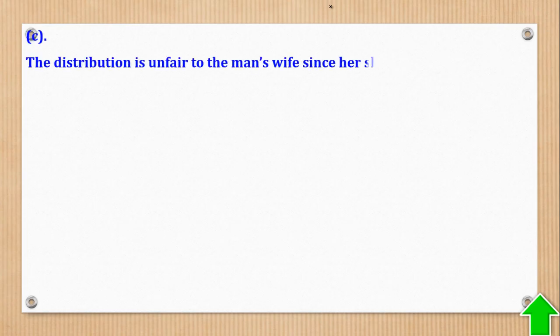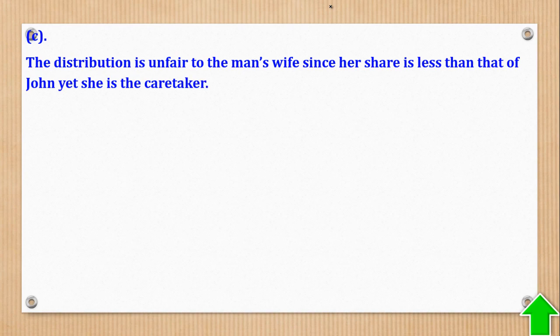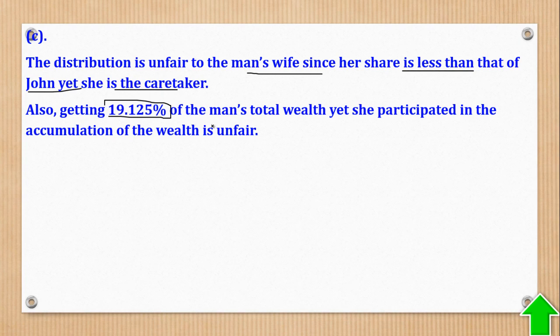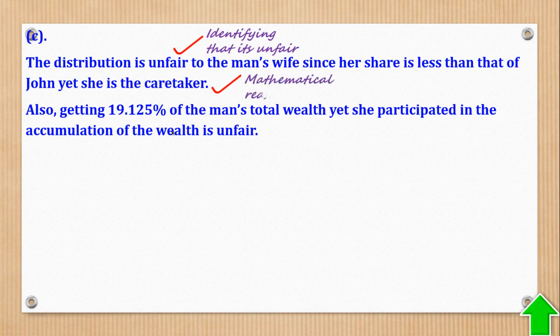Also, the percentage shows the distribution is unfair. So you say that the distribution is unfair to the man's wife, and the reason is that her share is less than that of John, yet she is the caretaker. We expected the wife to get the maximum, but instead one of the children got the maximum. Also, getting 19% of the total wealth is unfair, yet she participated more in the accumulation of the wealth. So basically that is what the two items required.